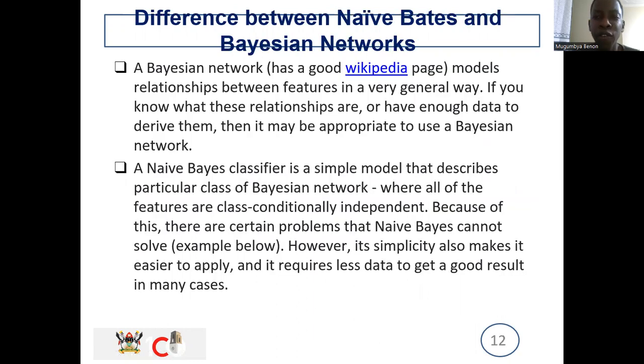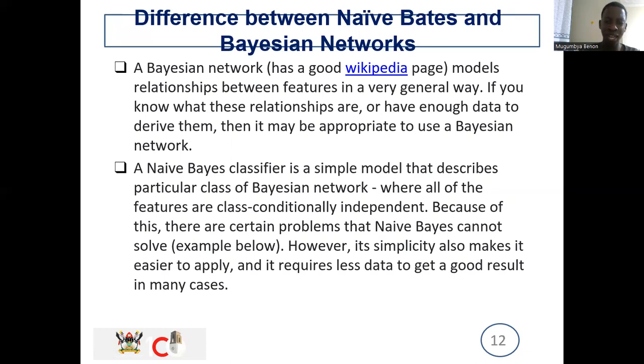So we also want to explore the difference between the naive Bayes and the Bayesian networks. Like we say, the Bayesian network is just a graphical representation, while the naive Bayes is a predictive model within AI. For a Bayesian network, there's a reference on Wikipedia to know more. They show relationships between features in a very general way. If you know what the relationships are, or have enough data to derive them, then it may be appropriate to use a Bayesian network. Remember, our network is a graphical representation that just shows the dependency of one feature on the other.